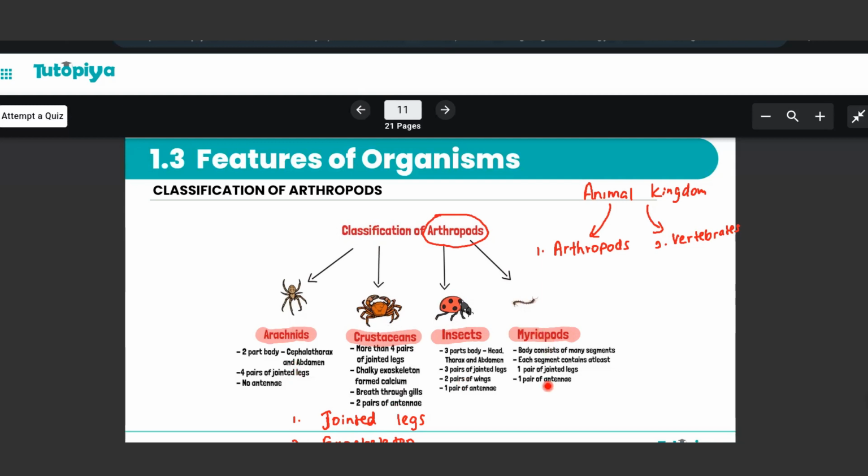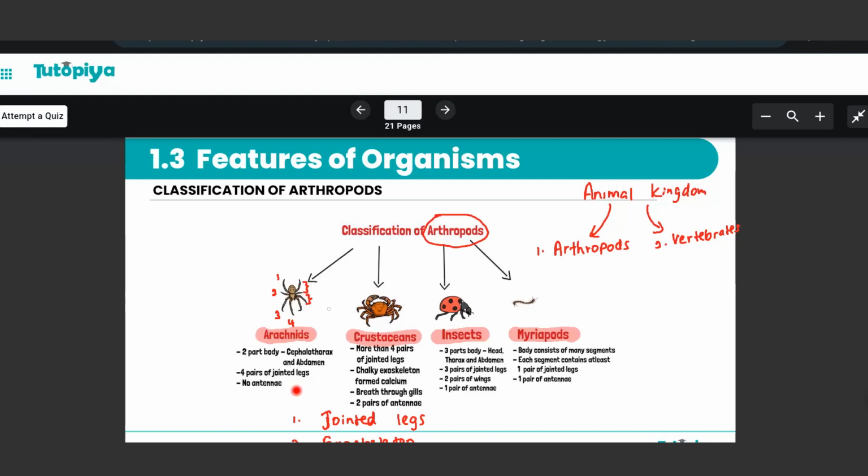Now, when we consider the arachnids, we can see that if you take a closer look at their body, you can see that their body is made up of 2 parts. The arachnids have an abdomen and a cephalothorax. And if you count the number of legs, you will see that the arachnids have exactly 4 pairs of jointed legs. And a closer look at the arachnids will show you that they don't have any antennae. So these are the main features of the arachnids.